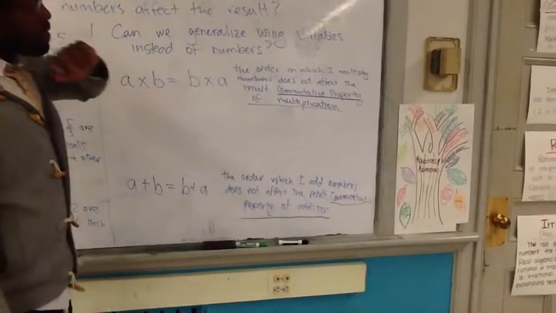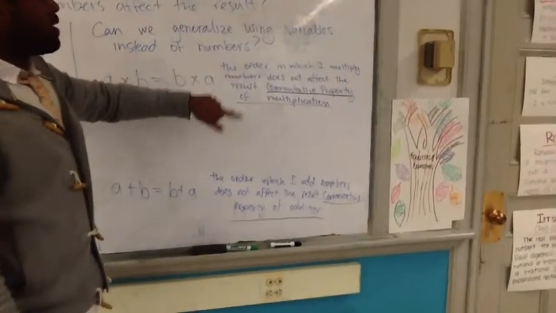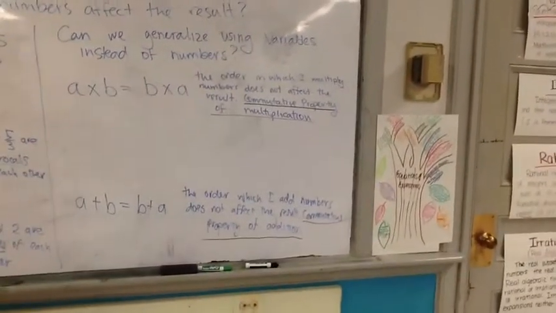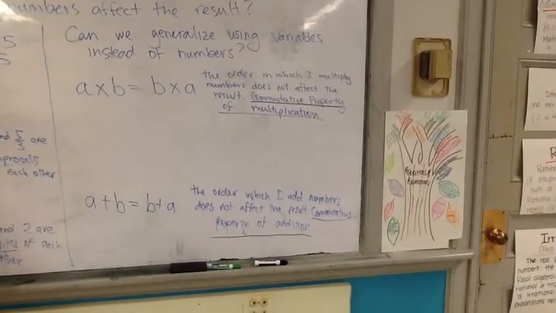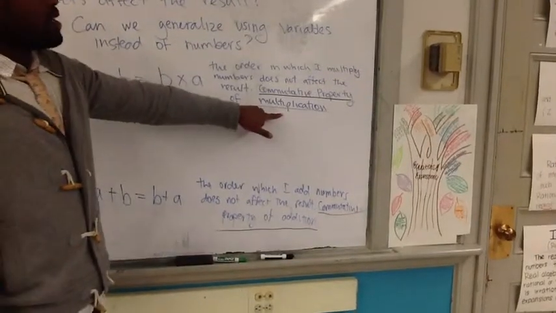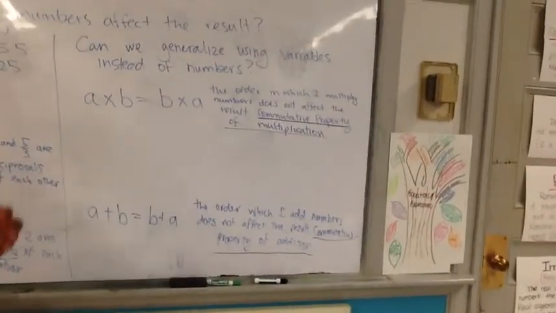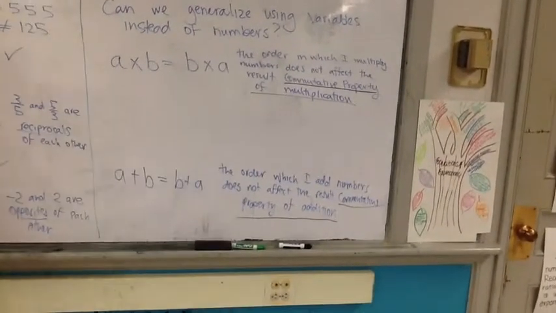We can summarize this idea by saying that the order in which we multiply numbers does not affect the result, and that is actually the commutative property of multiplication, where commute means to move things around, and multiplication being the operation that we're allowed to move things around freely. We do not have a commutative property for division, but we do for addition.